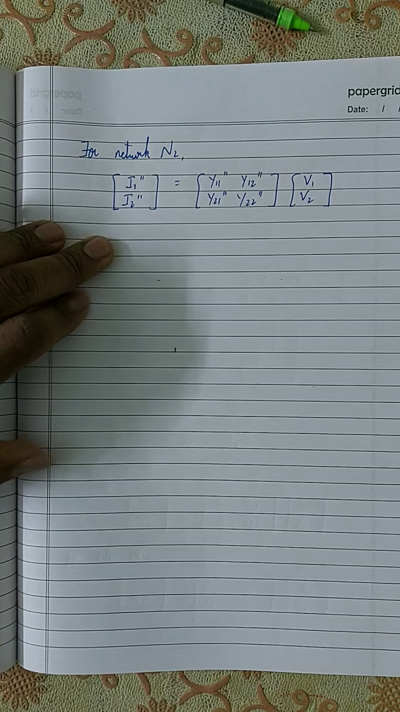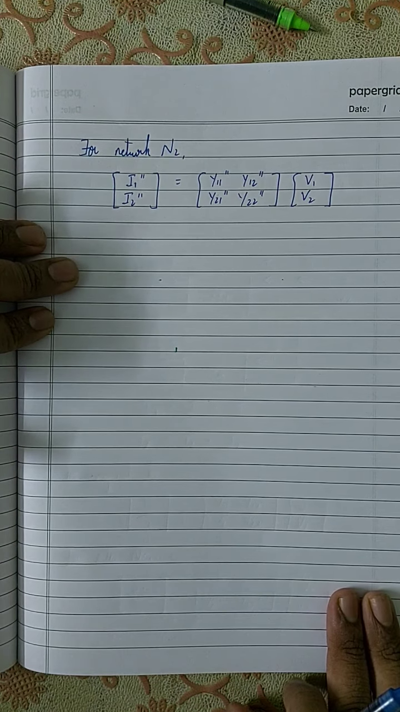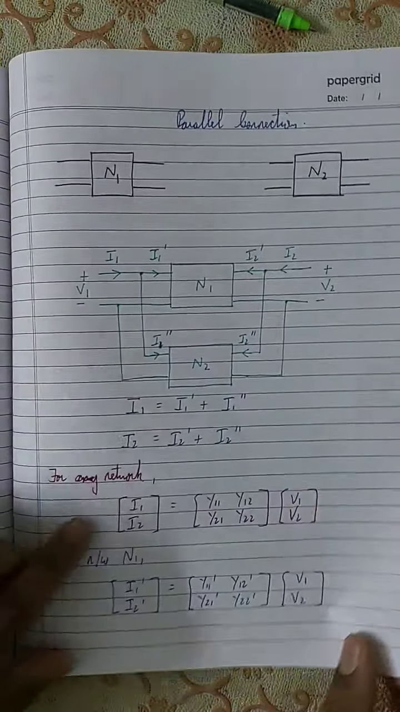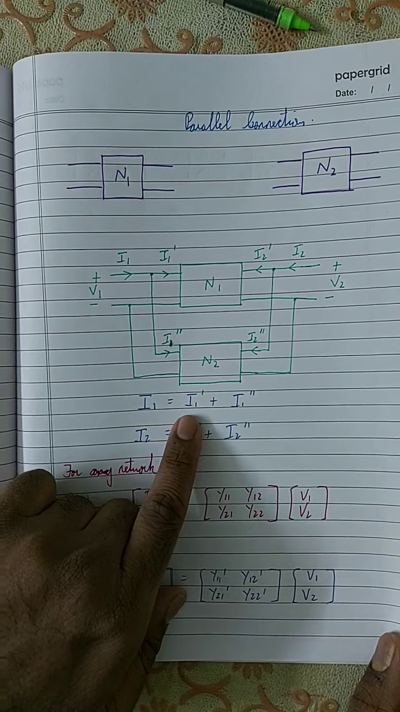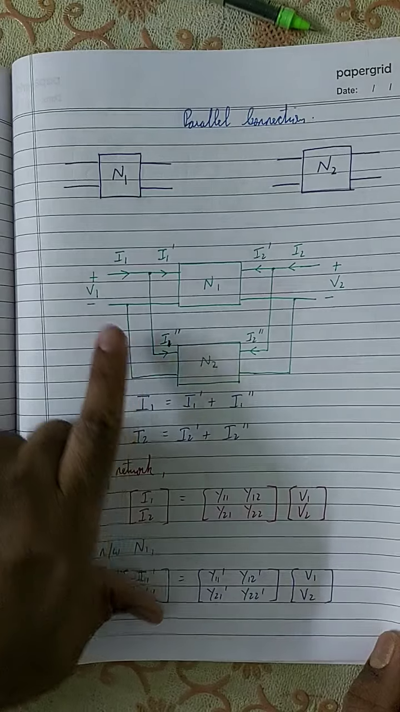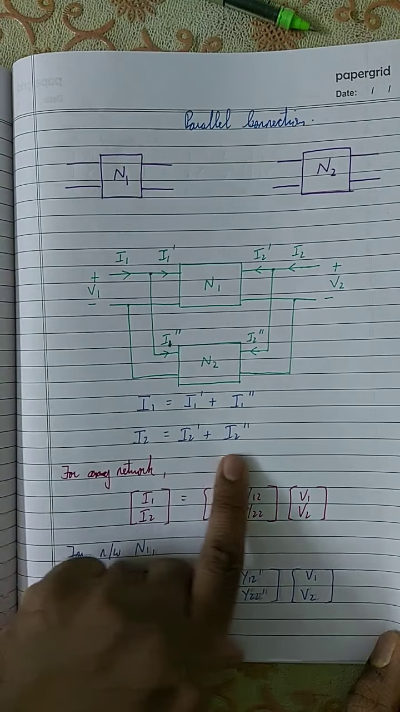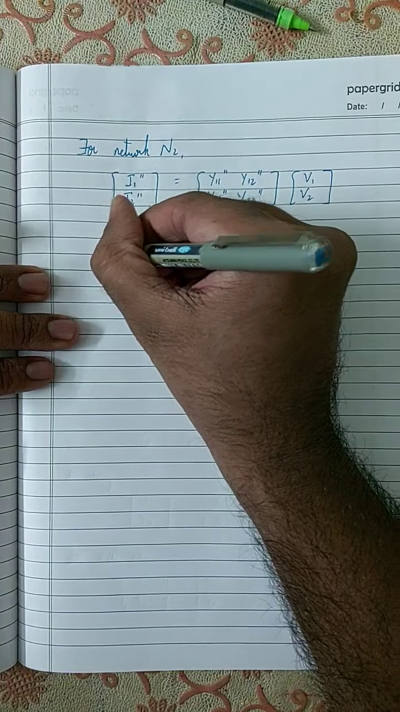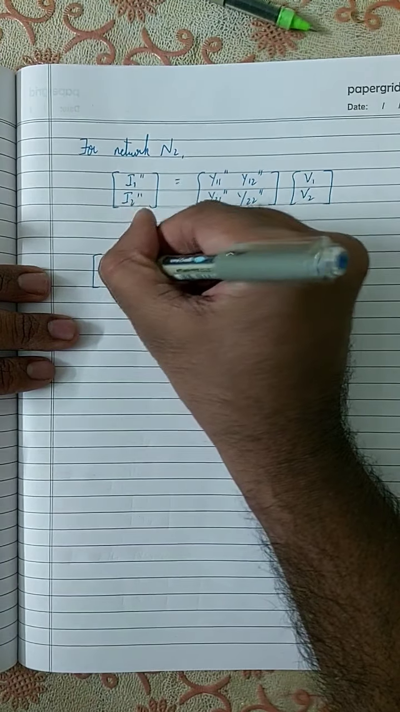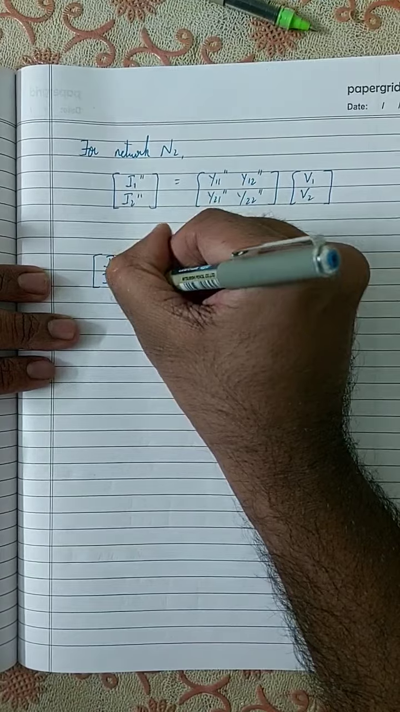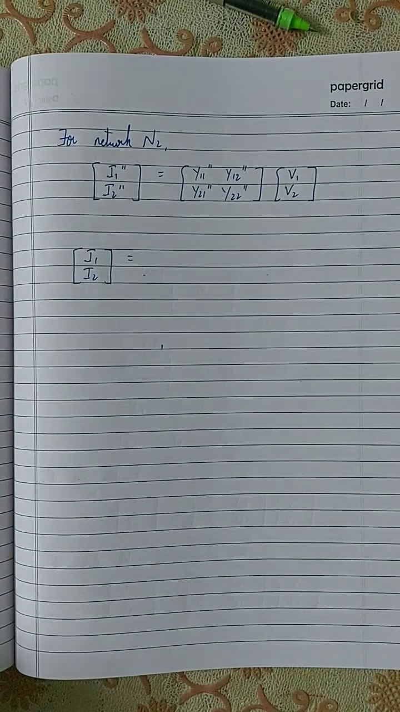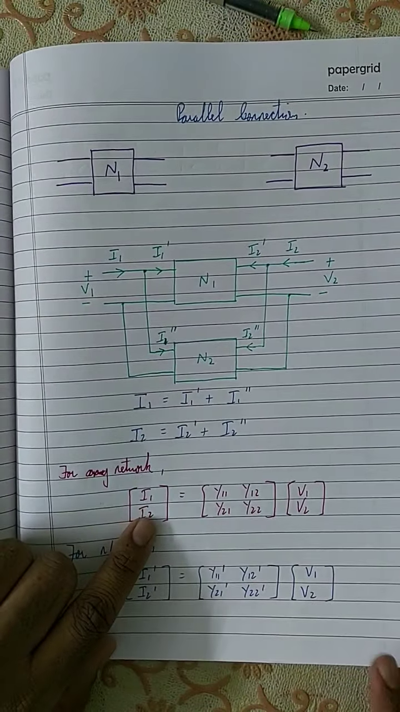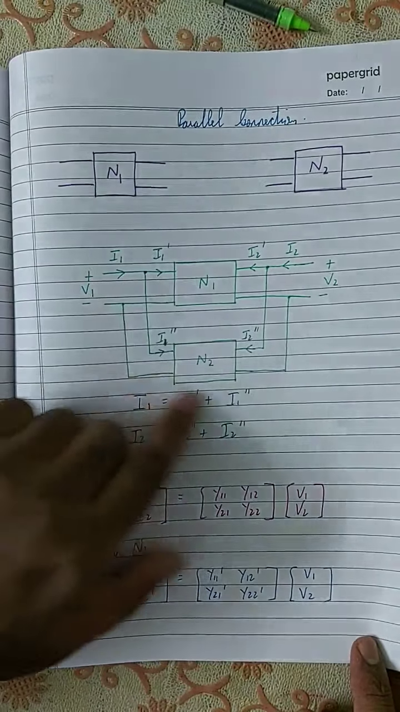Okay, so we already know the equation: I1 is equal to I1 dash plus I1 double dash, and also I2 is equal to I2 dash plus I2 double dash. In other words, the I1 I2 matrix is the matrix of the overall parallel connected network.